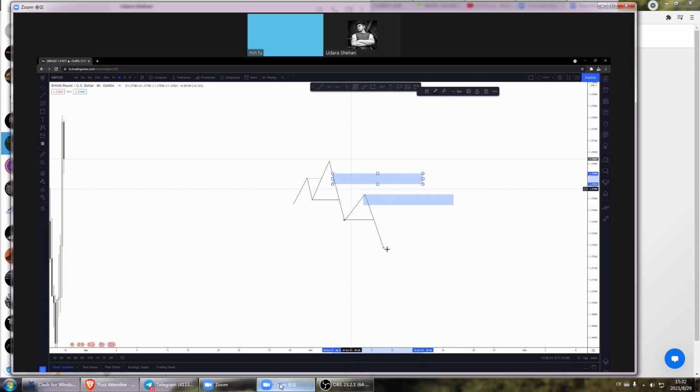That's what I told you. But the thing is, we need to pay attention to how price is retracing towards that order block. Let's say price is coming back up like this.